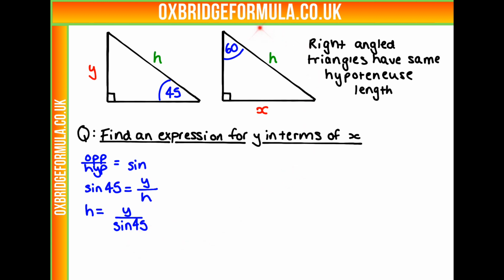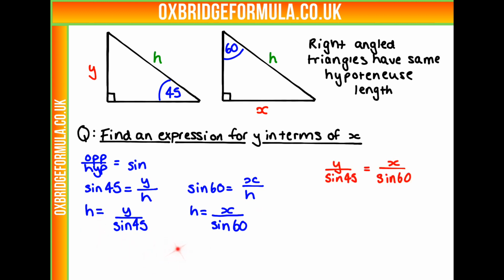And if we do the same thing for this triangle, here again we can see we've got the opposite and the hypotenuse, so we need sine 60 equals x over h. If we rearrange for h, we get h equals x over sine 60. Now we can make these two equations equal to each other as they both are equal to h, and we get y over sine 45 equals x over sine 60.